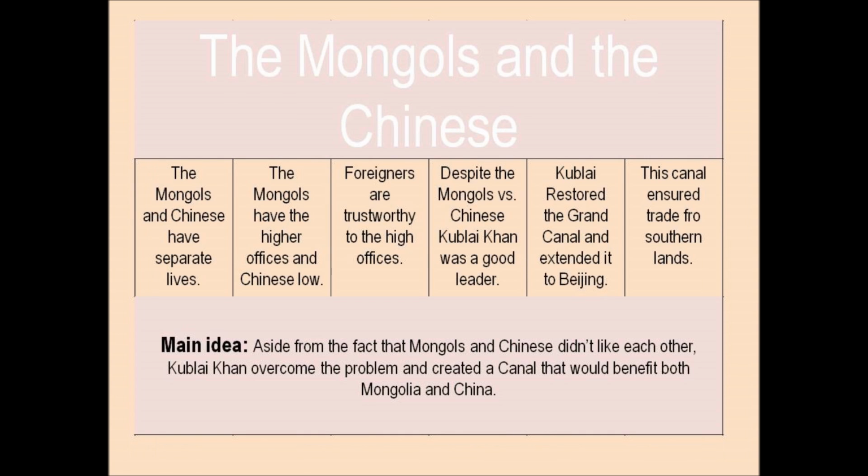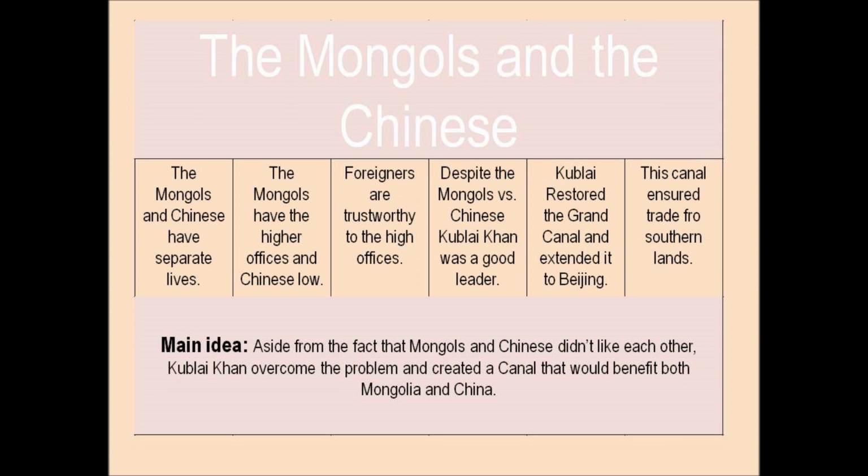As you can see, I created a chart. My title is The Mongols and the Chinese. The supporting details are: the Mongols and the Chinese have separated lives. The Mongols have the higher offices and Chinese low. Foreigners are trustworthy for the high offices. Despite the Mongol versus Chinese, Kublai Khan was a good leader. Kublai restored the Grand Canal and extended it to Beijing. This canal ensured trade from southern lands.